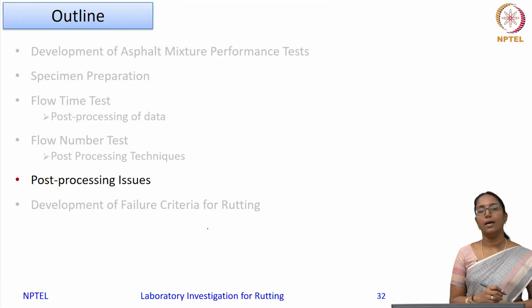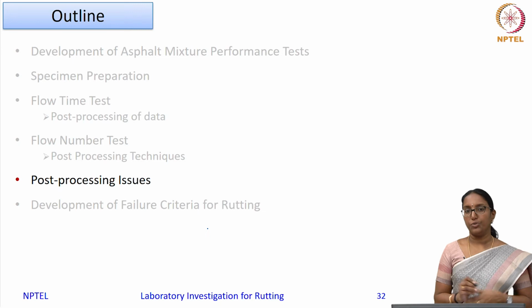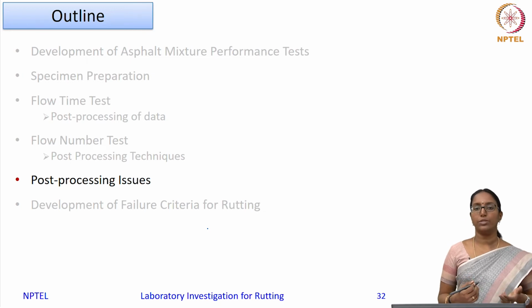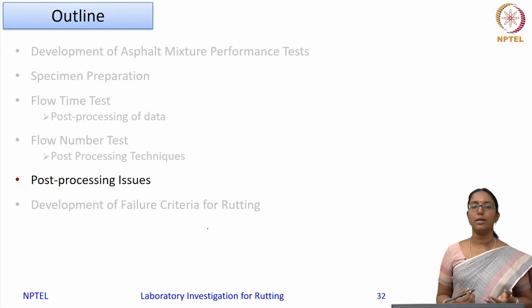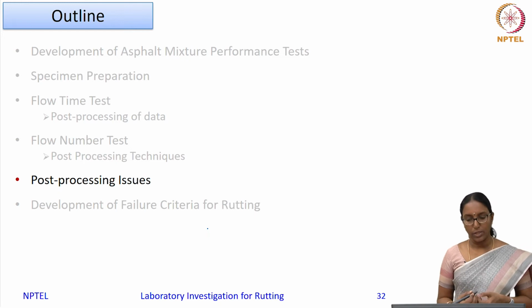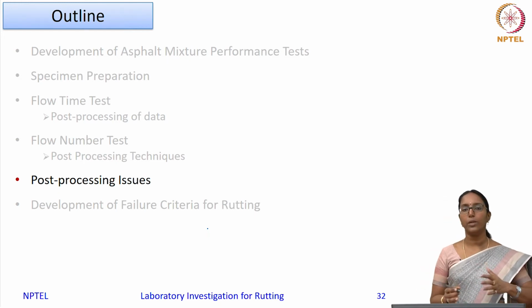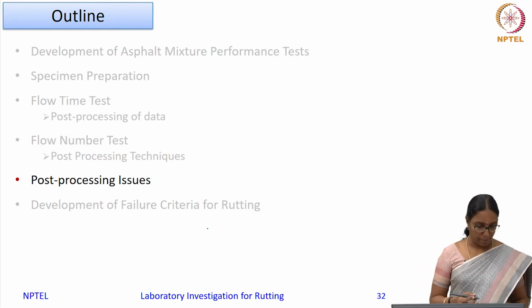Now, let us see what the post-processing issues are. We have seen different post-processing methods. One was the differential strain approach, the second one was the Francken model, and the third one was Zhou's approach. Let us see what the issues are associated with doing this flow number test.